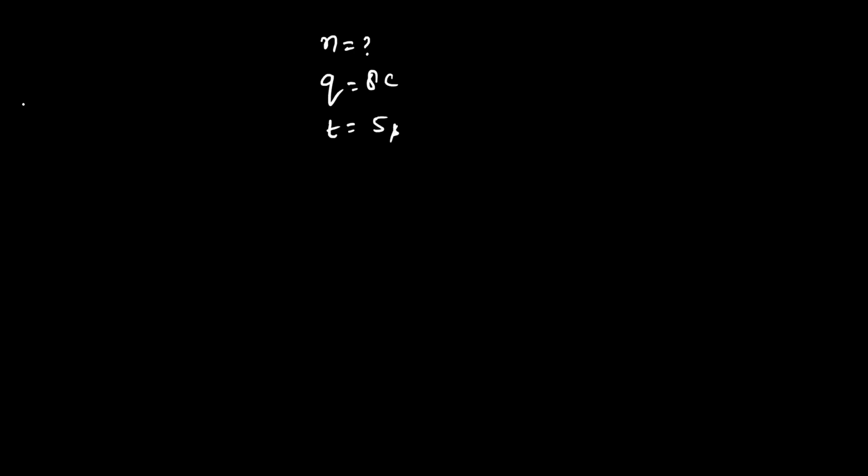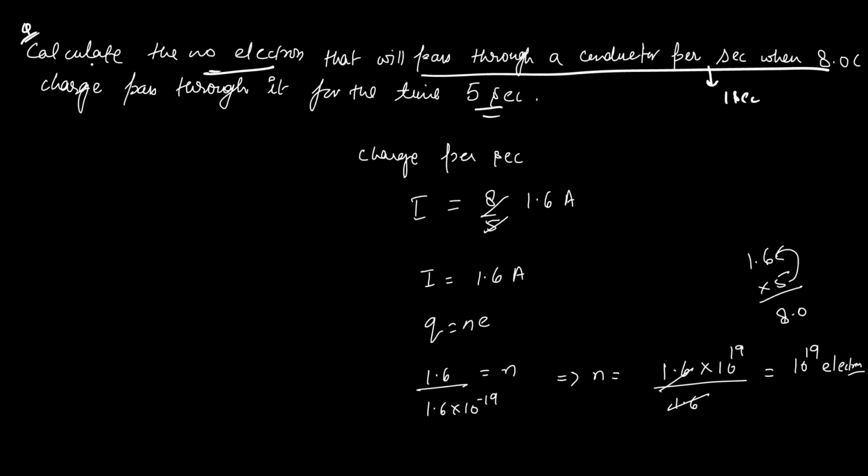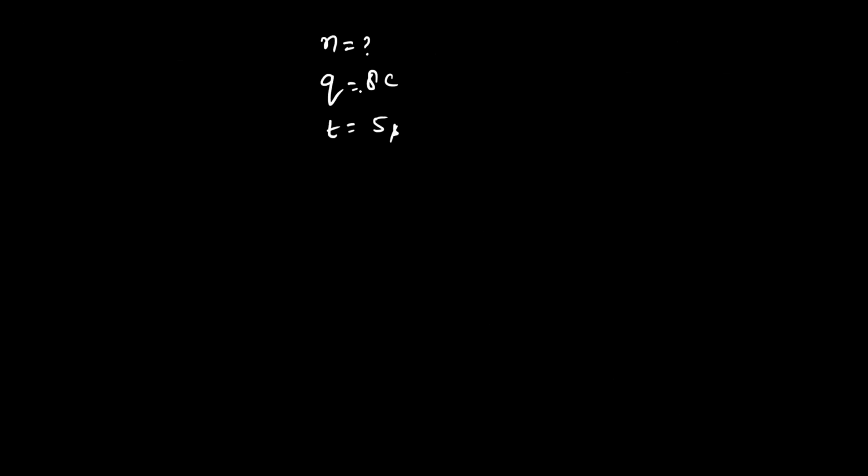Got it? Understood? Calculate the number of electrons that will pass through a conductor per second when 8 Coulomb charge passes through it for the time 5 seconds. So if 8 Coulomb charge passes in 5 seconds, you can calculate the current I is equal to Q upon T. And you know that Q is also equal to N into E, where N is the number of electrons. First, you can calculate the value of I.